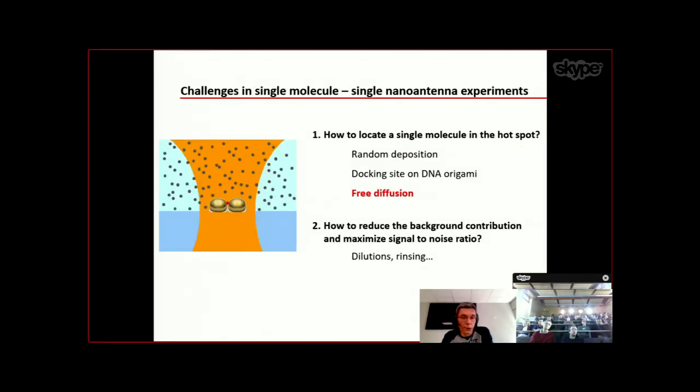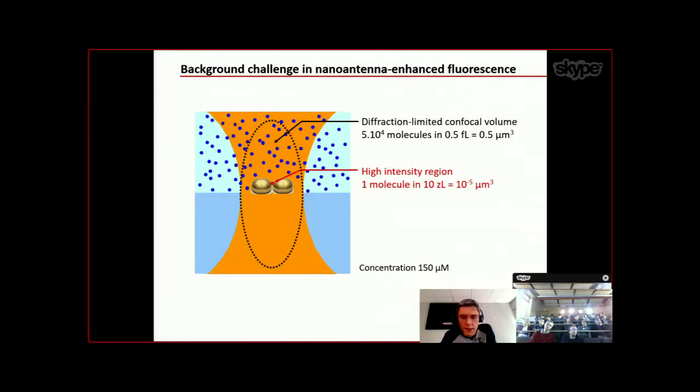Okay, the last point, and probably also the easiest, but that we do in our group, and that is also followed by the group of Michel Orrit, is just to rely on free diffusion. Okay, just have the molecules in solution and let them move by Brownian diffusion. In this case, you have to be really careful about the background, because this is typically what you do. Okay, you work at high concentration. You want to make sure there's a molecule in the hotspot.